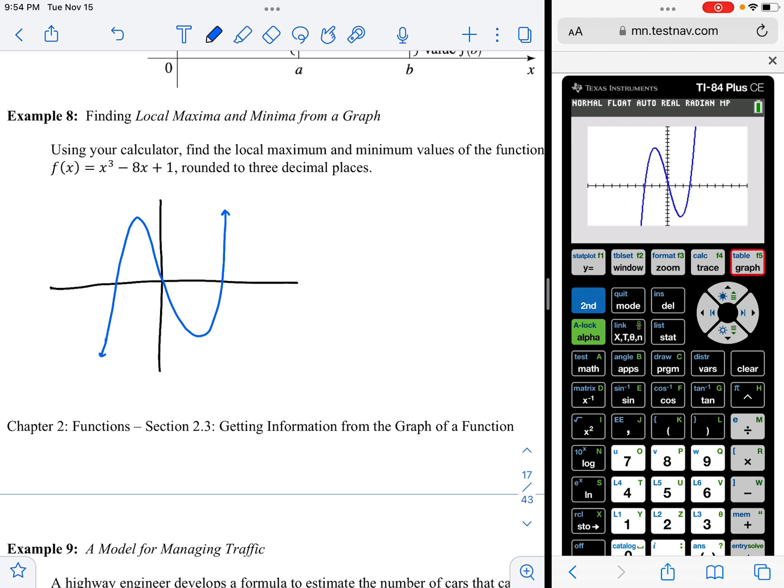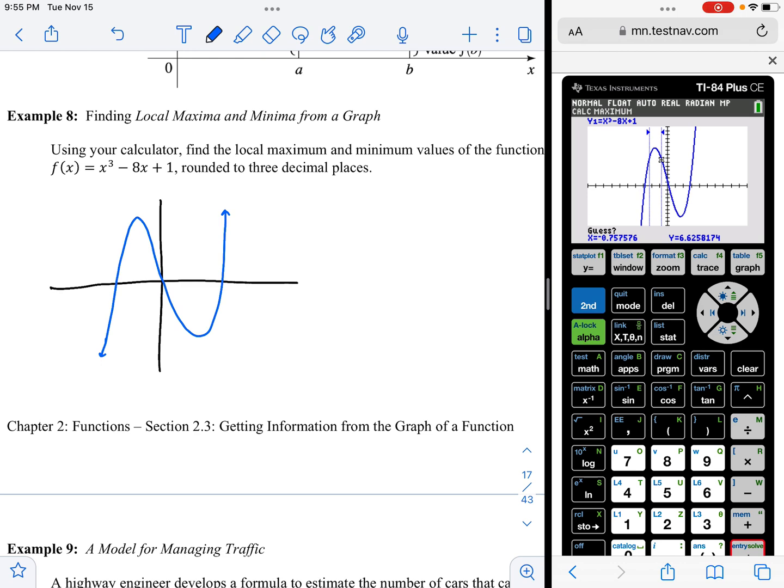As a reminder, your calculate menu, so if you press second and then the trace button, which is calculate, has two different options that we're going to be using. Number 3 is the minimum, number 4 is the maximum. So I'm going to find the maximum first, so I'm going to select option number 4. And then it wants us to give a left boundary. We had discussed scrolling over so that you are left of the maximum, and then hitting enter, and that will allow the calculator to understand that that's the left boundary of where the maximum occurs. Then you go to the right of the maximum and hit enter, and that gives you a right boundary.